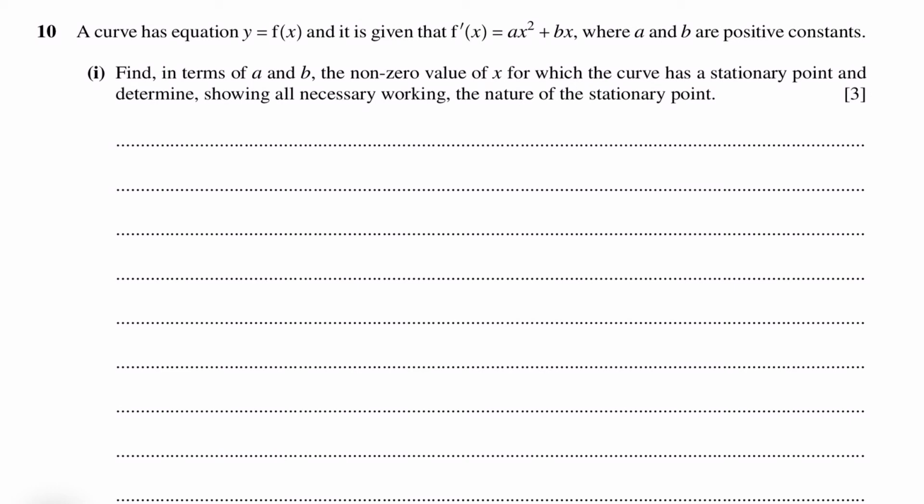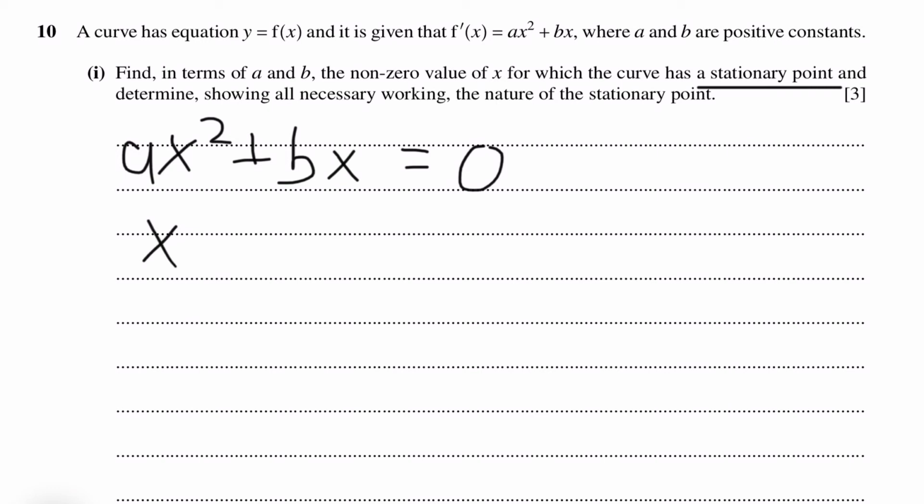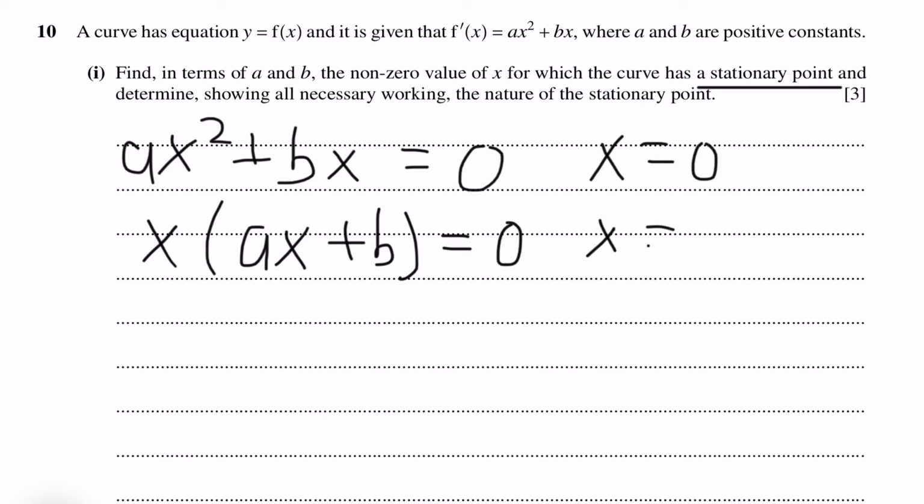So if there is a stationary point, ax squared plus bx should be equal to 0. So factorize the x out, and ax plus b is equal to 0. So x is either equal to 0 or x is equal to negative b over a.